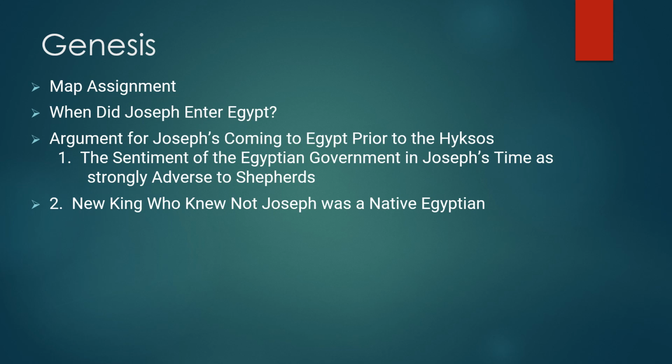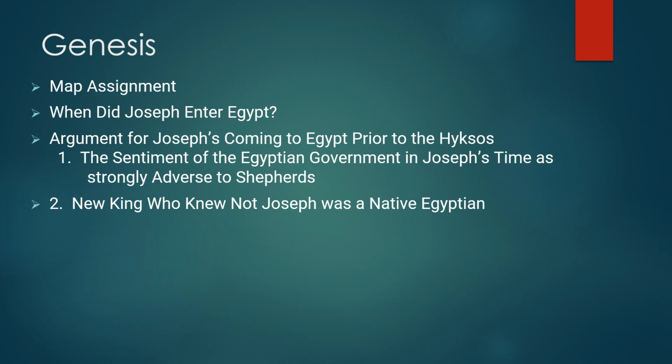A second line of argument that is really a reversal of one we mentioned in the last class hour is that the new king who knew not Joseph, who's mentioned in Exodus chapter 1 verse 8, is best understood as a Hyksos ruler. You see, the previous position was that the new king who knew not Joseph was a native Egyptian, of those that threw the Hyksos out. Now the argument is that the new king who knew not Joseph is a Hyksos ruler who came to power and threw the Egyptians out. But this is elaborated on a bit more in this way.